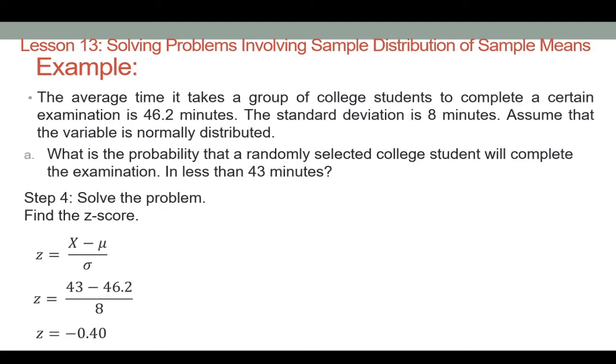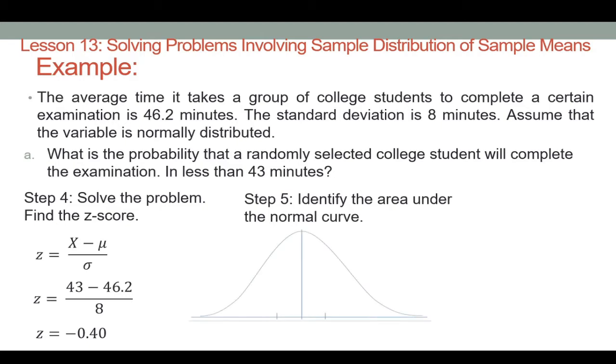Sir, ngayong may z-score na tayo, ano na next step? Since probability ang hinahanap natin, the next thing we do is to identify the area under the normal curve. So for this one, we need to draw the normal curve. Next, hahanapin natin dito sa normal curve yung negative 0.4. So ito, nilabelan ko sa baba, negative 1, 0, 1.